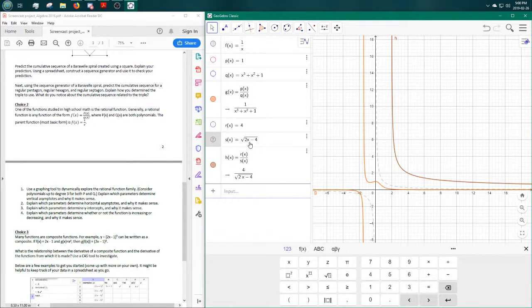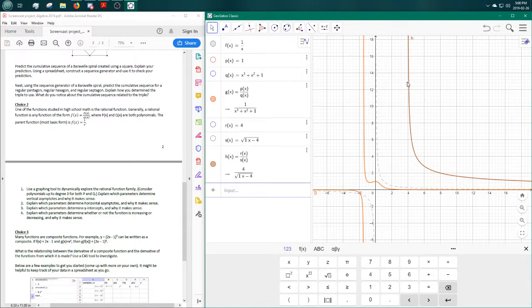Let's go back to this function over here. I'm going to modify this. So let's make this 1. Whoa, that shifted. So now it's just straight up. Now it's at 4. Okay, so let's make this just the square root of x instead. I'm curious to see what's going to happen.